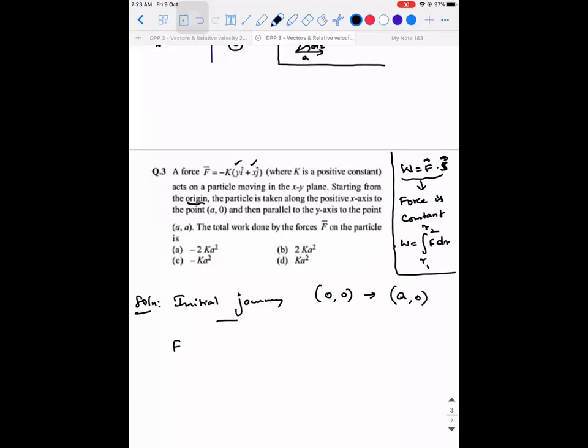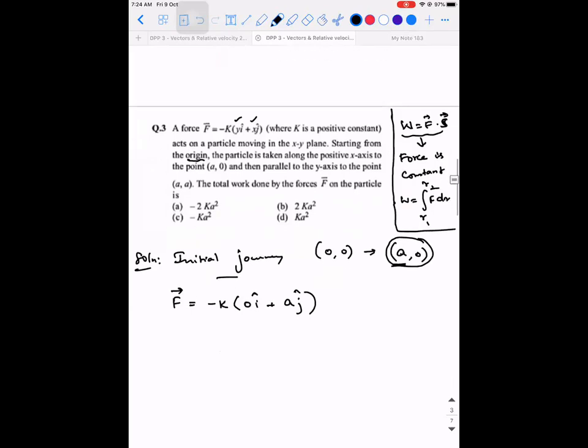In this case, what will be the force acting on the particle? The F vector will be equal to minus k into 0 i cap plus a j cap. Guys, you're able to understand? You understood what I did? For this journey, I took a, 0 and substituted it in the place of x, y in the force vector. Is that clear?